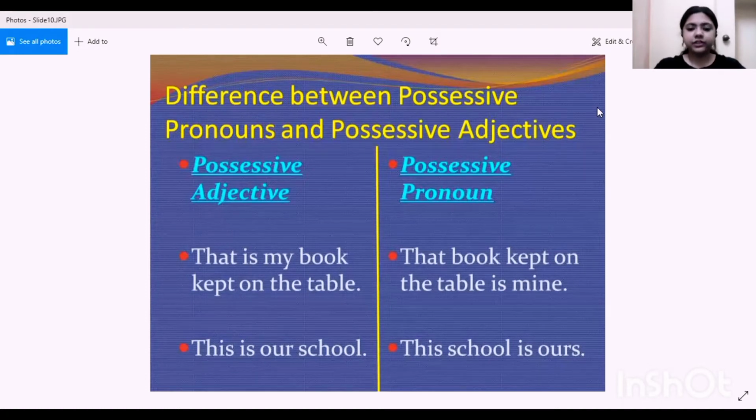But what is the major difference function-wise? What is their function? I told you that the function of an adjective is always to qualify a noun. So "my" can be seen describing the noun book over here. That is why it is a possessive adjective. And here, that book kept on the table is mine. So mine is a pronoun and it is a possessive pronoun because it is showing possession. And mine is used in place of a noun. That is why it is a pronoun. Okay, as simple as that.